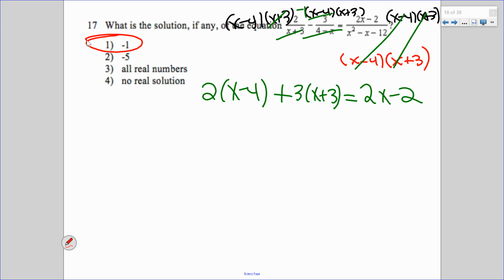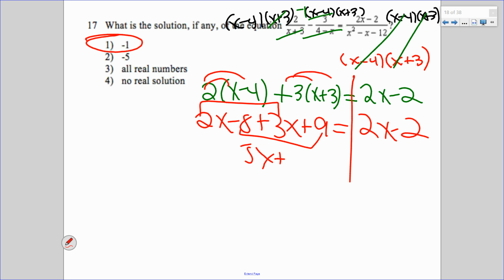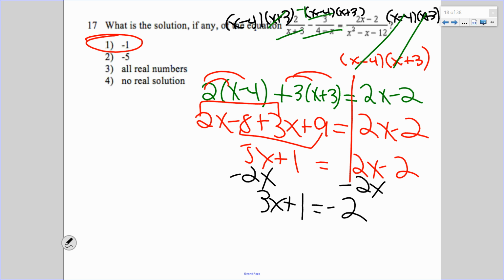Well, at least there's no x squared in this equation. So I'm going to distribute: 2x minus 8 plus 3x plus 9 equals 2x minus 2. I'm going to combine my like terms. I'm going to bring all the x's to one side. I like to switch colors. Keep me entertained. 3x equals -3, divided by 3. X equals -1. And that's great and all.